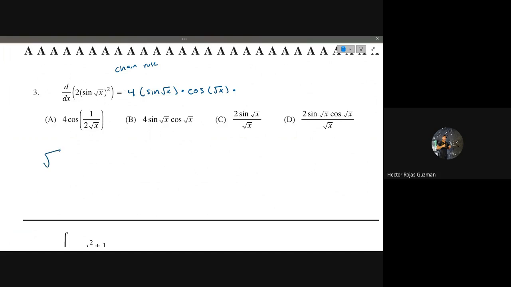And the square root of x, remember, it's x to the power of 1/2. So we bring the 1/2 down, and we subtract 1 from the exponent. Okay. And when we clean this up, we get 4 times 1/2 is a 2. So we have 2x to the power of -1/2 times sine of the square root of x times cosine of the square root of x. Let's take a look. And the answer here is D.